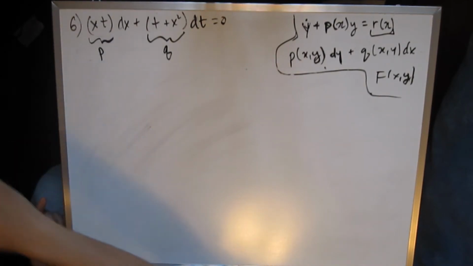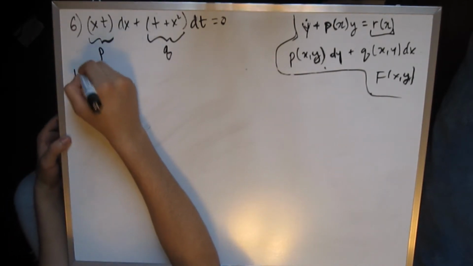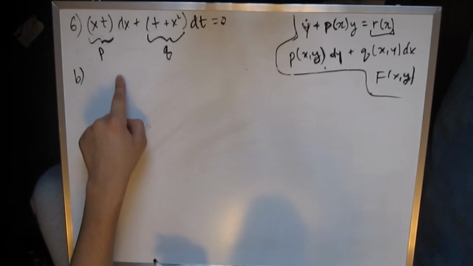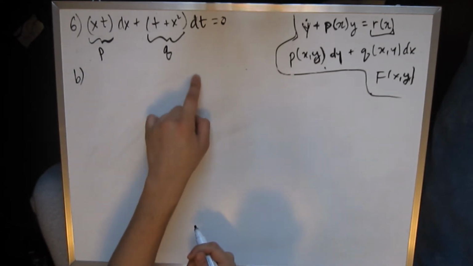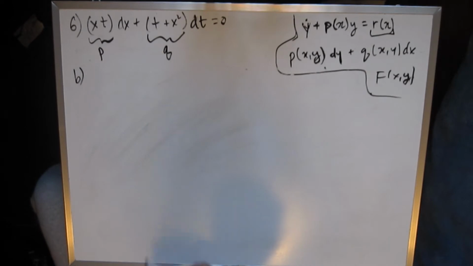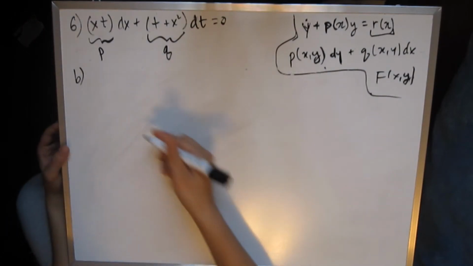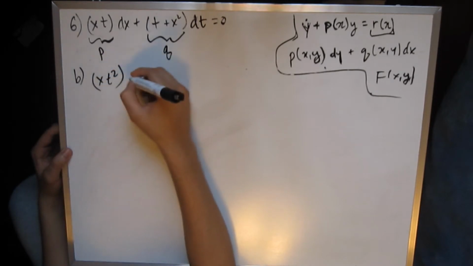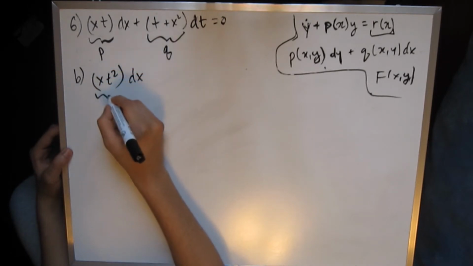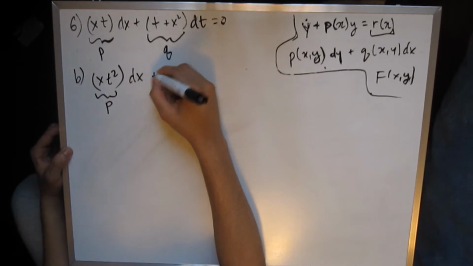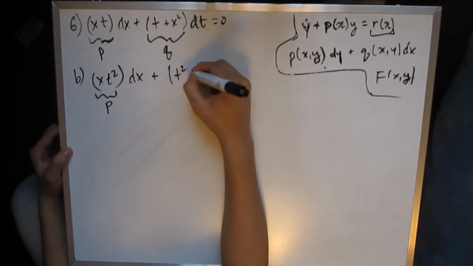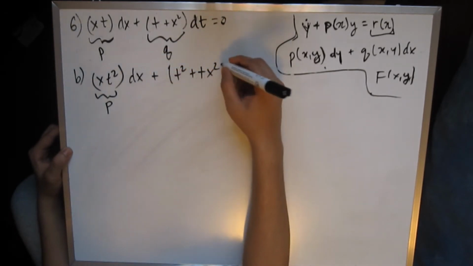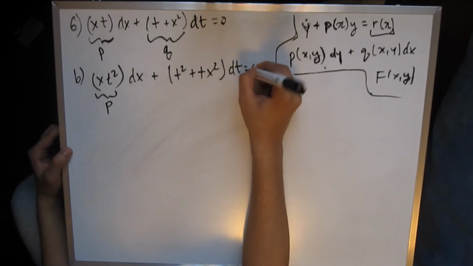Part B is quite simple too. It's just multiplying this equation by t, which should make it exact, and they want us to prove that it's exact and then continue solving it. So the equation would then look something like xt squared dx, and that is still our P, plus t squared plus tx squared dt equals 0.